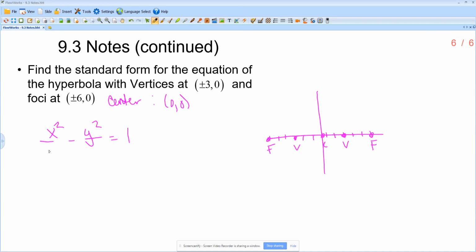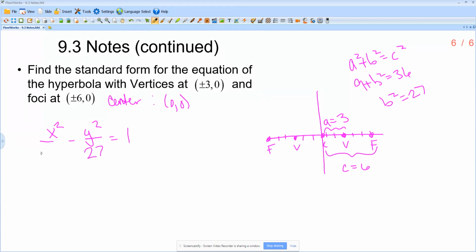And look, I've got almost all of this already done, and I've done such minimal thinking and pretty much no work. Now all I need is a squared and b squared. Remember that what has to be here is a squared, and what has to be here is b squared. A is the distance from center to vertex, so a is equal to 3. C is the distance from center to focal point, so c is equal to 6. A squared plus b squared equals c squared. So I get 9 plus b squared equals 36, so b squared equals 27. Again, my b squared is underneath the second term, and my a squared is underneath the first term.